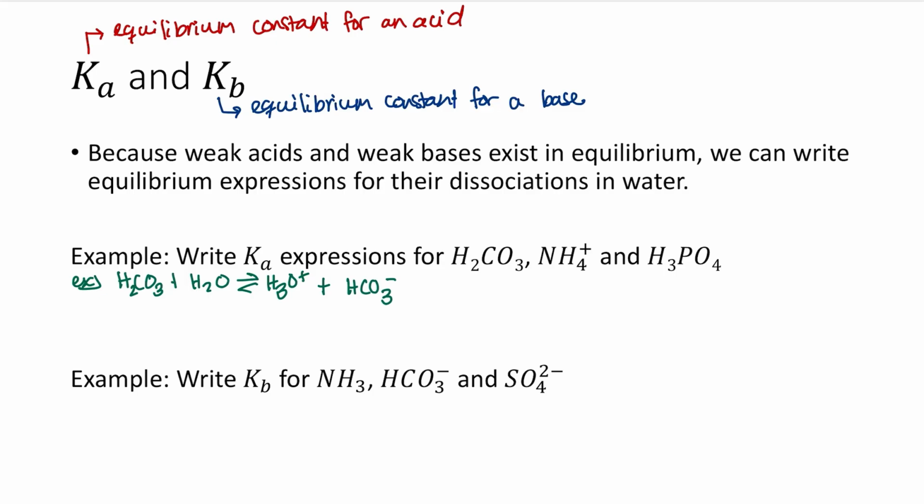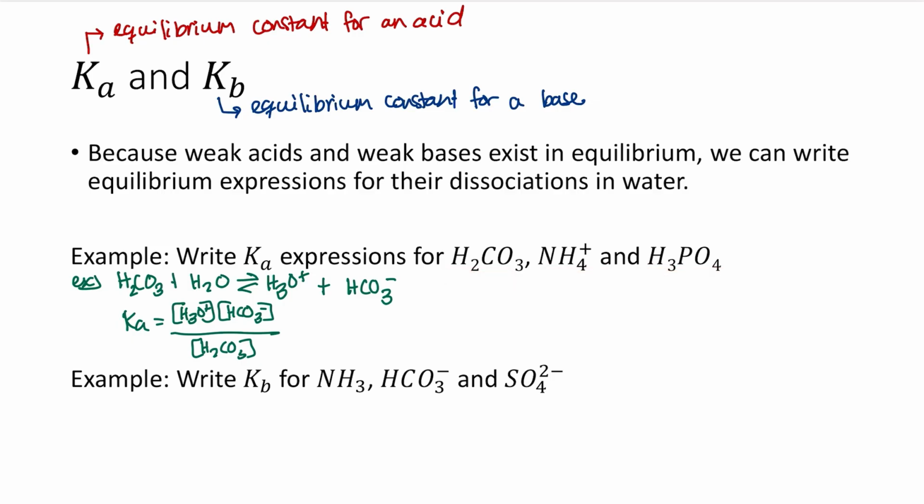Now, to write the Ka for this, we are just going to write it exactly like we do all of our other equilibrium expressions. We do the concentration of the products divided by the concentration of our reactants. And remember, water is a liquid, so we do not include that in our equilibrium expression. Whenever you have a Ka, this means you're dealing with an acid. So that means these are going to be behaving as an acid.